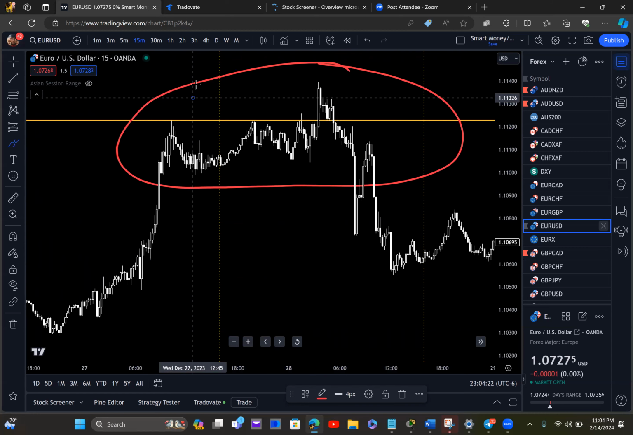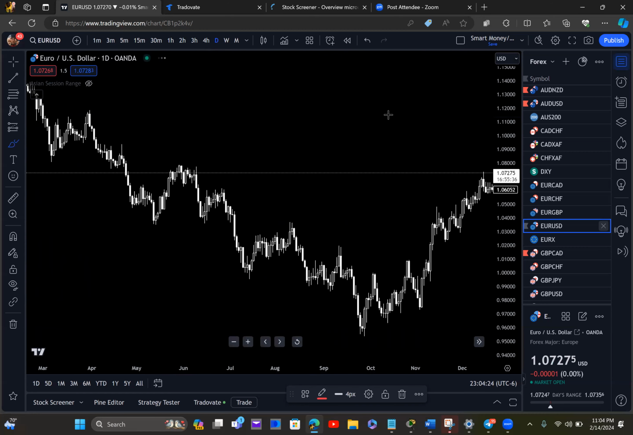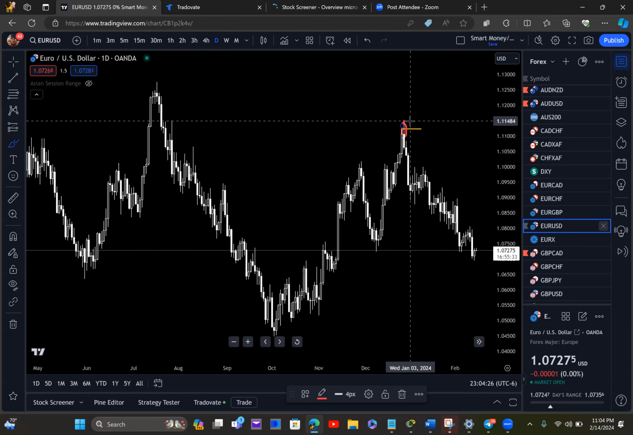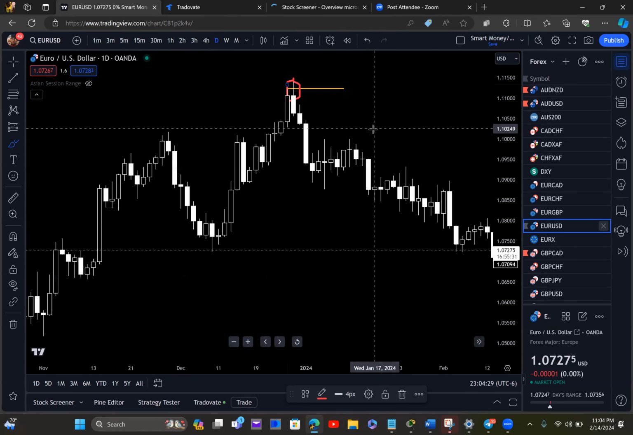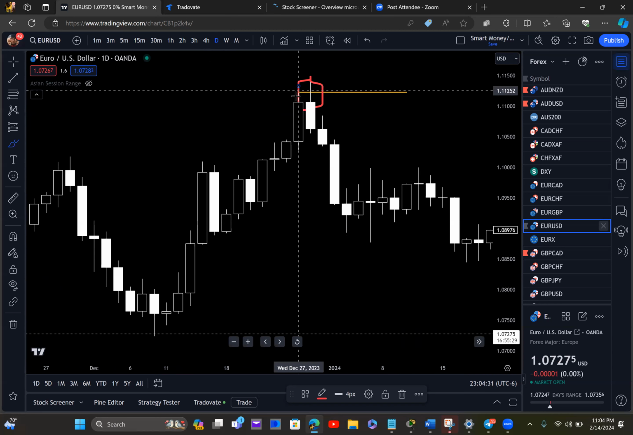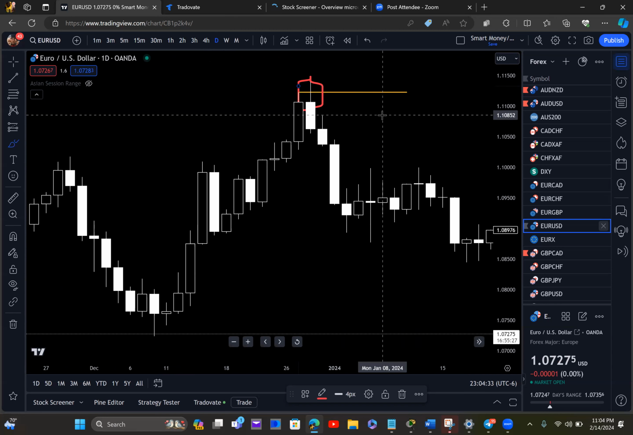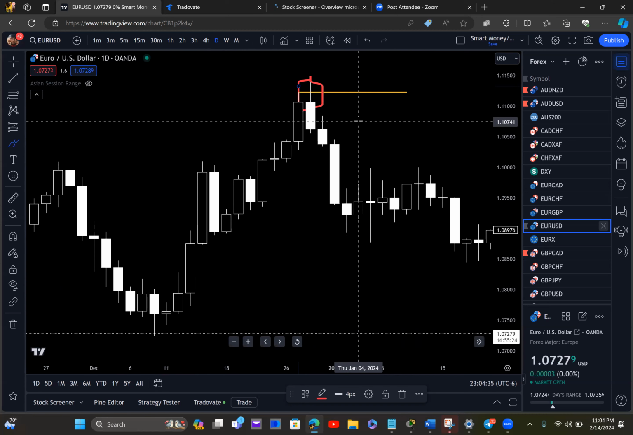Watch when I go to the daily. Go back. Boom. See that? The wick and this wick. Y'all see that? That's a liquidity grab.